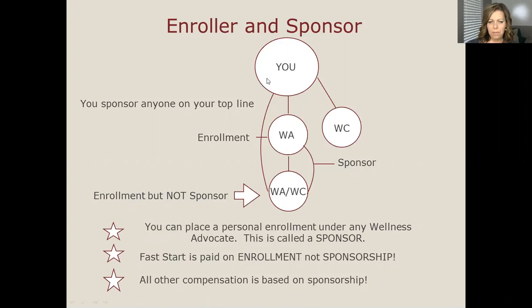So for instance, if I place this person right here and I have enrollment of them, I make 20% off of them. And then the person who has enrollment of me makes the 10% off. So this person isn't going to make anything on Fast Start. It only goes through enrollment. Okay, does that make sense? Sponsor is simply where you place somebody. And on the last one, all other compensation is based on sponsorship. Okay, so Fast Start is the only one that is determined by who has the enrollment. Sponsorship, you can go anywhere, and all other compensation is based by sponsorship.